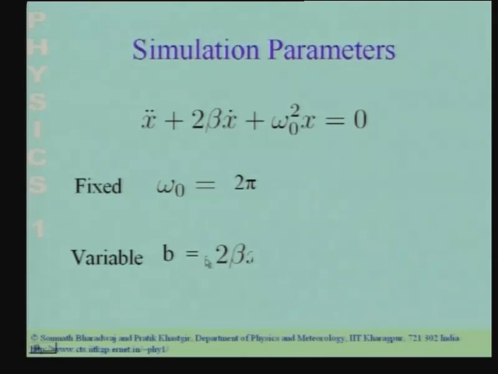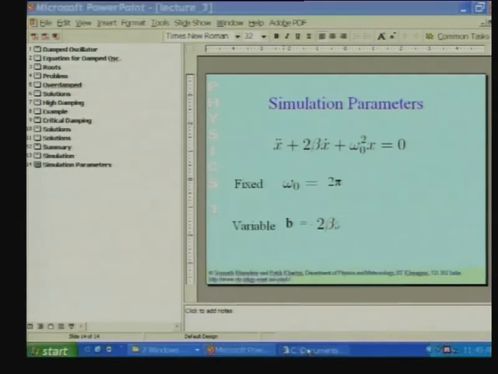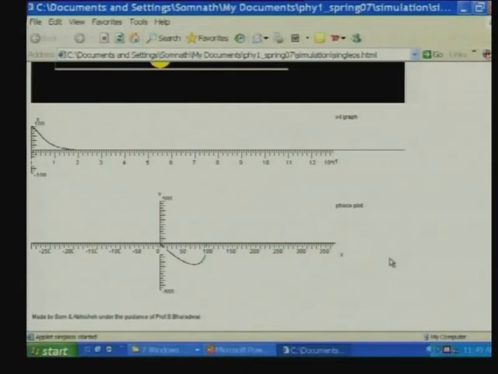So, B should be equal to 4 pi. 4 times pi has a value around 12.5. So, in the simulation omega naught is fixed. I have another parameter B which I can vary. The value of B around 12.5 corresponds to critical damping, a value of B less than 12.5 corresponds to underdamped, and more than 12.5 corresponds to overdamped. So, let us now move over to the simulation which I had just mentioned.